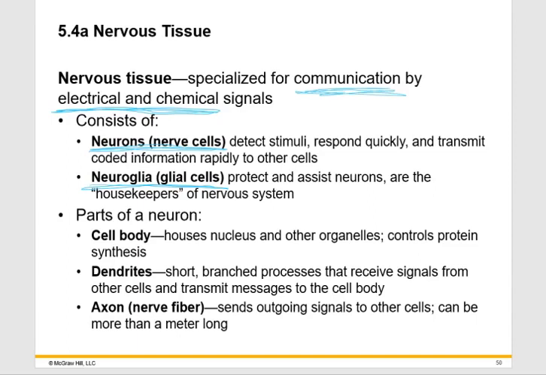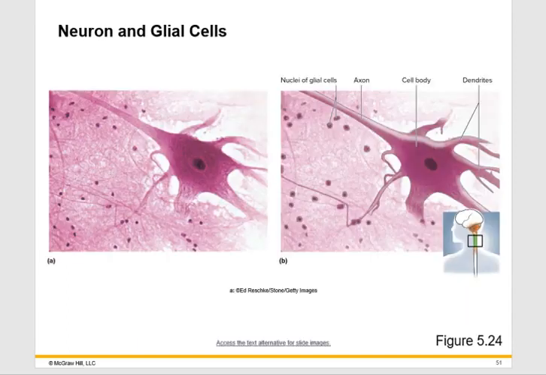When we look at neurons in a picture, we want to make sure we can identify the three major parts of the neuron. Here is a very close-up image of a neuron within nervous tissue. This large cell here, that is the neuron. The neuron has three major parts.